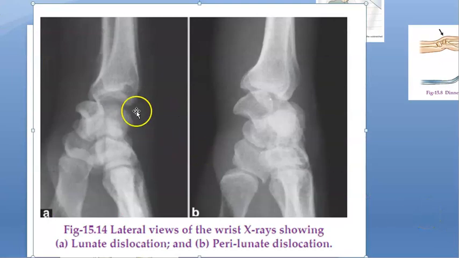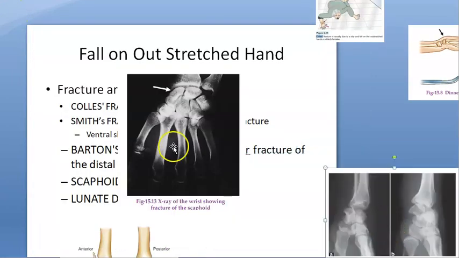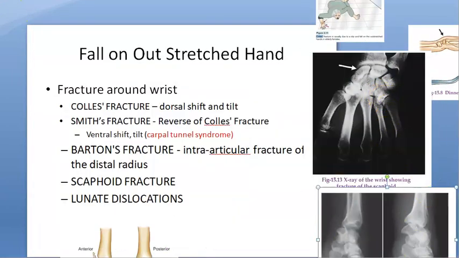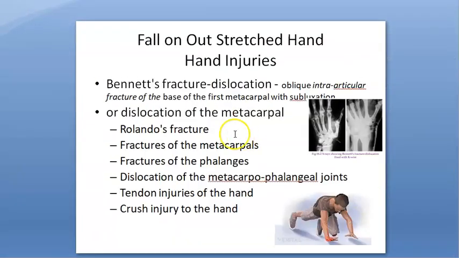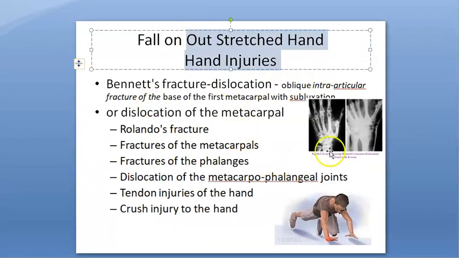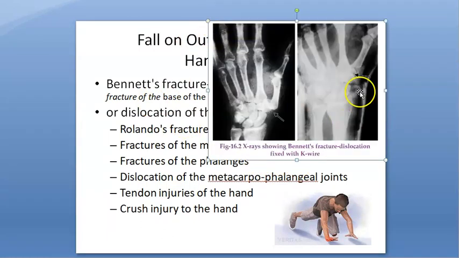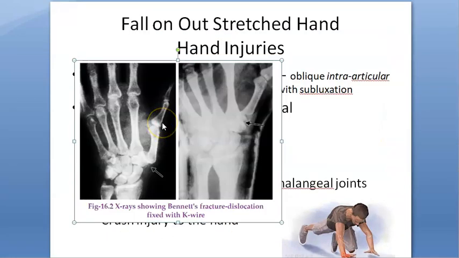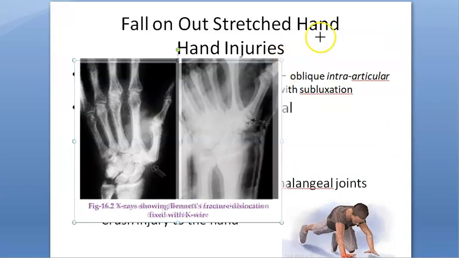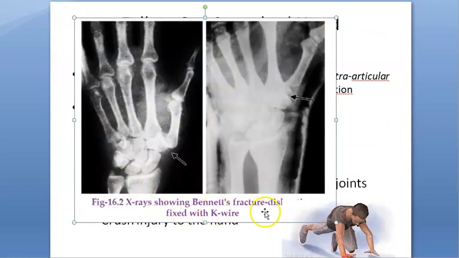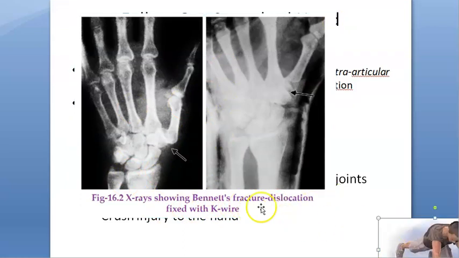Okay. Good. So a lot of other things can happen. So now let's take, what else is there now? Oh, hand also can get injured. Because hand is also a part of your upper limb, so it will also get fractured if you are falling on outstretched hand. Hand means hand only, very important. Bennett's fracture. So you can see here, Bennett's fracture dislocation fixed with K wire they are showing.